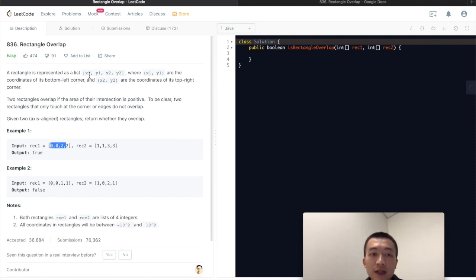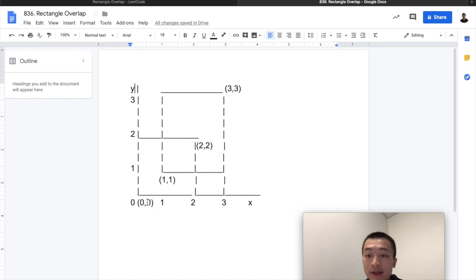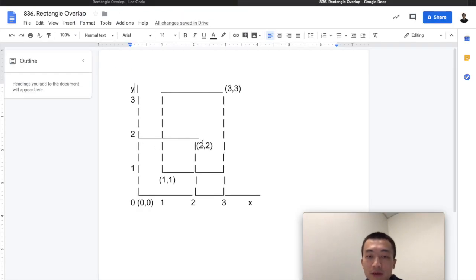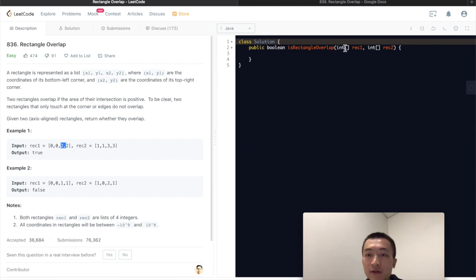Let's figure out this rectangle by its definition. The first two are its x and y, meaning the bottom left, 0, 0, right? X coordinate 0, y coordinate 0. And its top right coordinates is 2, 2, which is x2, y2. So this is the first rectangle defined by the first coordinates given.